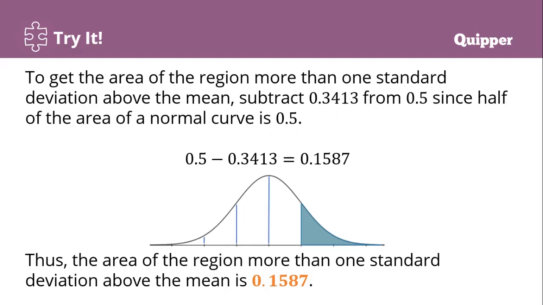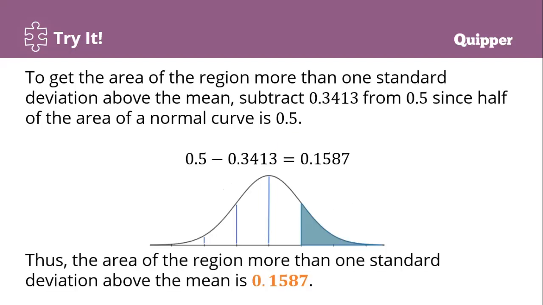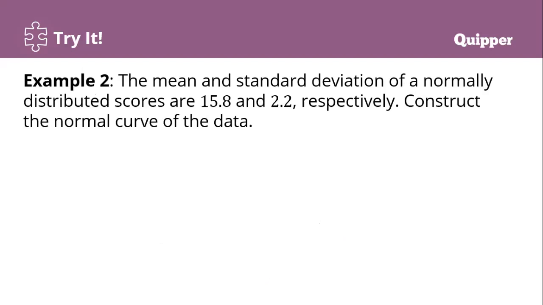Then to get the area of the region more than 1 standard deviation above the mean, subtract 0.3413 from 0.5, since half of the area of the normal curve is 0.5. So 0.5 minus 0.3413, the answer is 0.1587. Thus the area of the region more than 1 standard deviation above the mean is 0.1587. Okay?